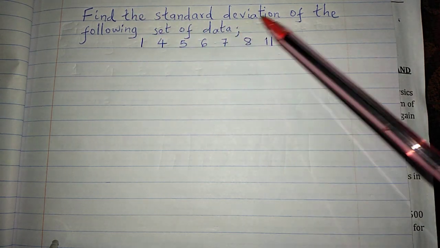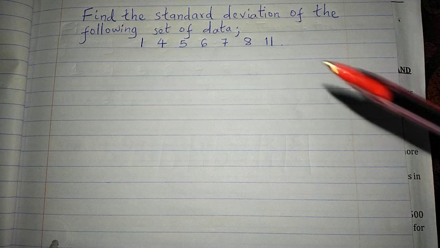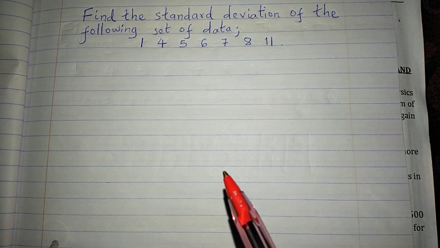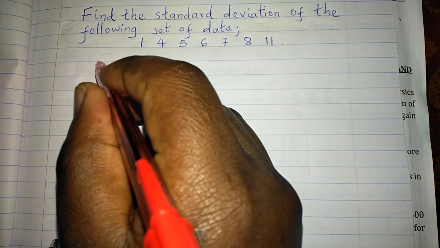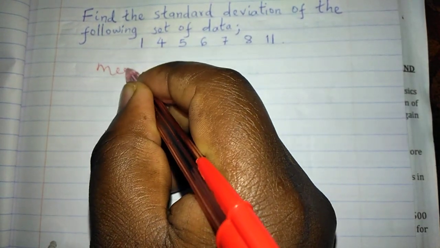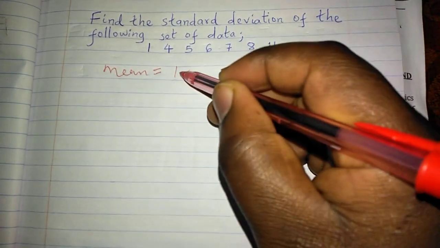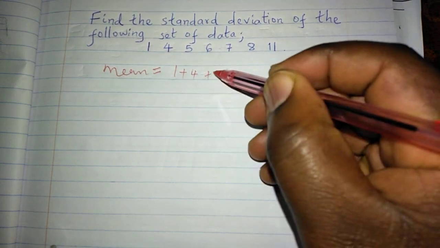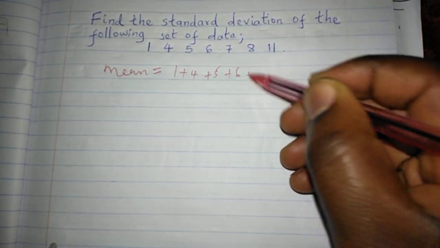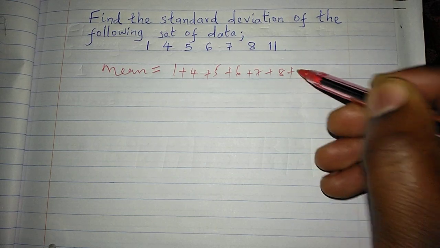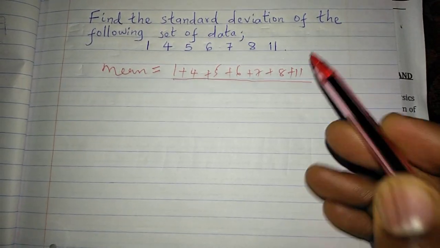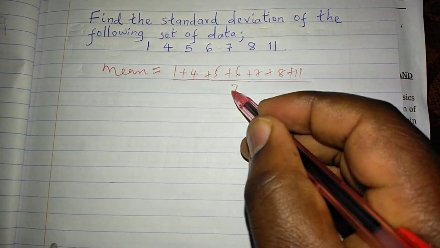We are asked to find the standard deviation of the following set of data. To find standard deviation, the first thing to calculate is the mean of the data. The mean is calculated by taking the sum of all the items and dividing by their number. Therefore, we have 1, 4, 5, 6, 7, 8, and 11, and there are 7 items.